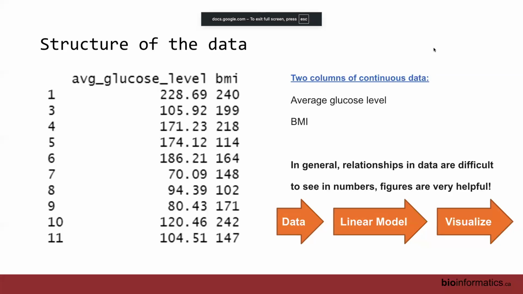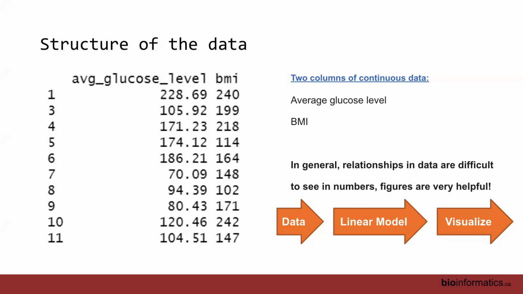So this part is on linear models. Linear models are for looking at correlations between two continuous variables. So we're looking at numbers. The example that I have up here is looking to see a relationship between an individual's average glucose levels and their BMI. I'm showing you 11 values.